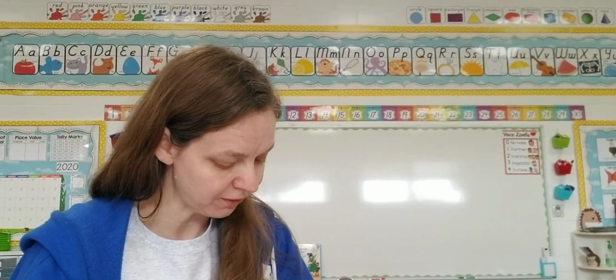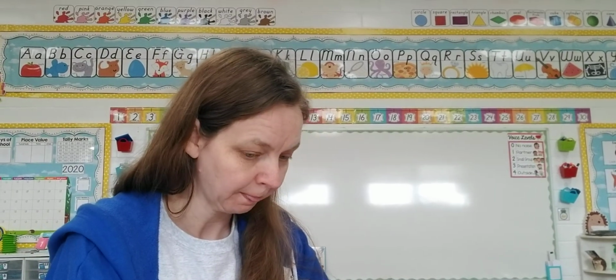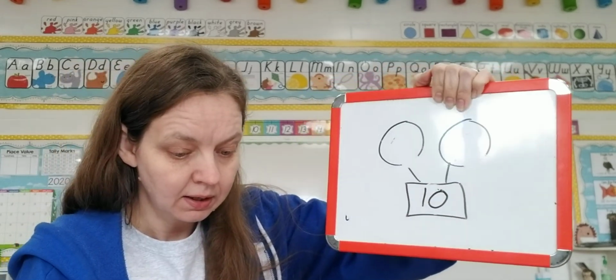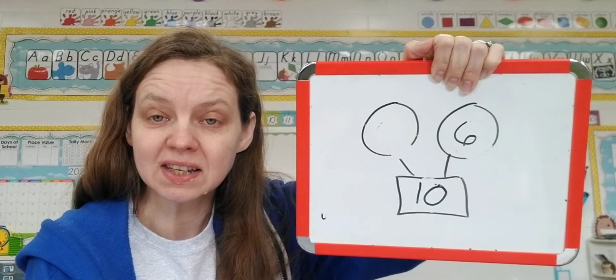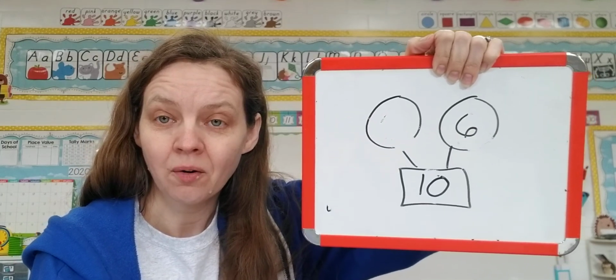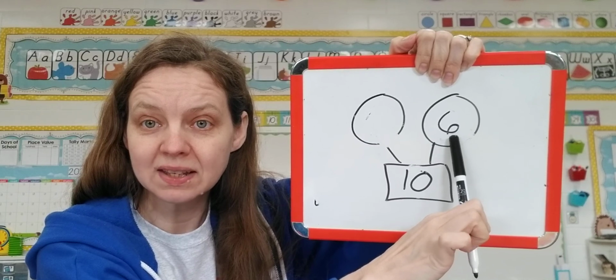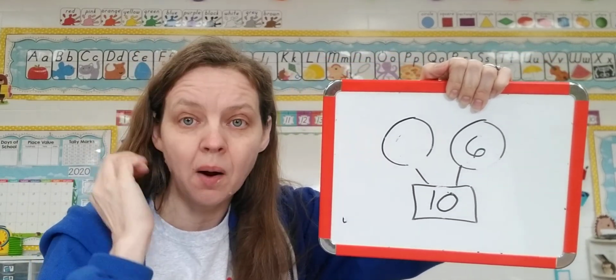All right, clear off your board for the next one. I ordered 10 chicken nuggets. I gave 6 away to my friend. How many chicken nuggets did I get to eat? All right, if you're using dots, draw 10 dots, erase 6, or we're going to count backwards 6 spaces. So we're going to put 10 in our brain and count backwards 6 spaces.